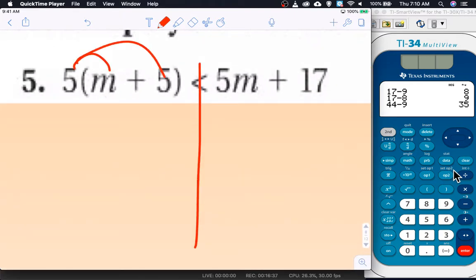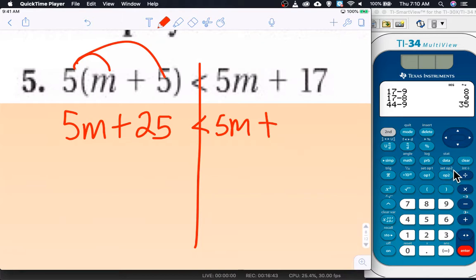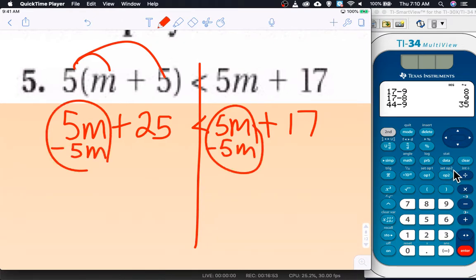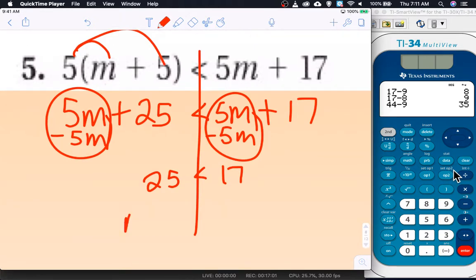I'm going to start by distributing. 5m plus 25 is less than 5m plus 17. Now my brain's working on overdrive, and I can see this one's not going to have a solution, because when I subtract 5m on both sides, those cancel, and we get 25 is less than 17, which is not true at all. So this problem has no solution.